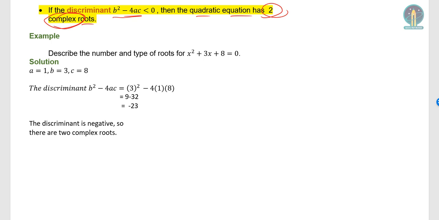Let's look at an example. Describe the number and type of roots for this quadratic equation: x squared plus 3x plus 8 equals 0. Noting the coefficients, again, we have a equals 1, b equals 3, c equals 8. Okay? Evaluating the discriminant, we get b squared minus 4ac, which ends up giving us minus 23 in the end. So since the discriminant is negative, there are two complex roots.